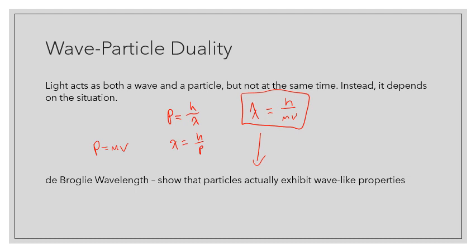EM waves act as a guide to where a particle should be moving, and they predict the probable behavior of that photon, which is a particle. So that's the wave-particle duality of light.